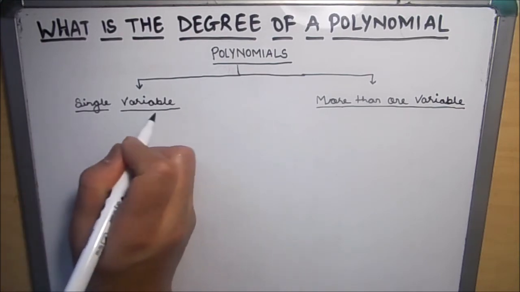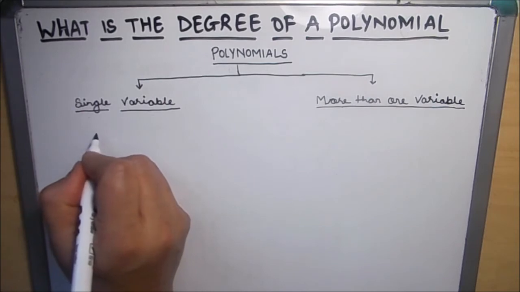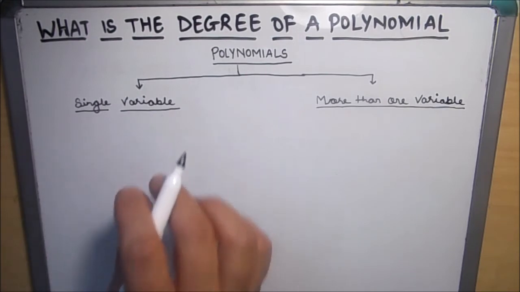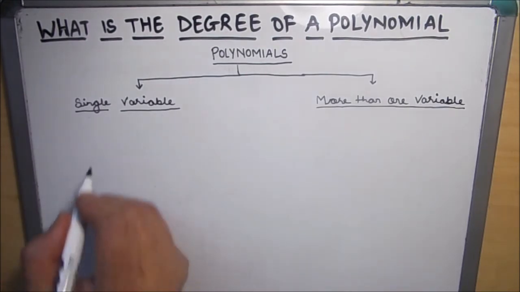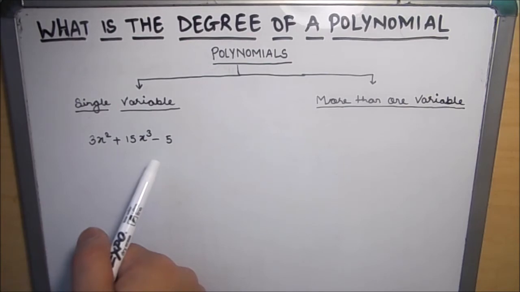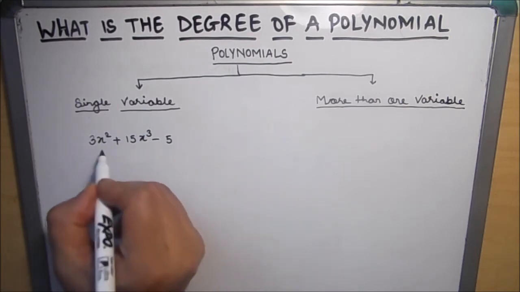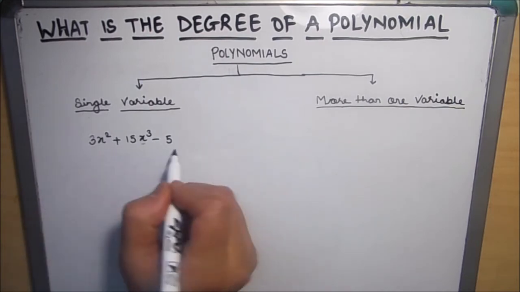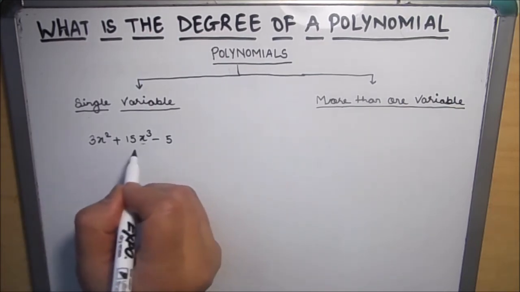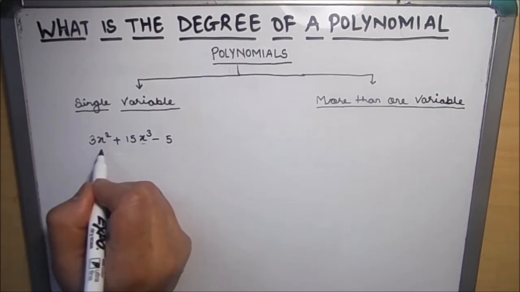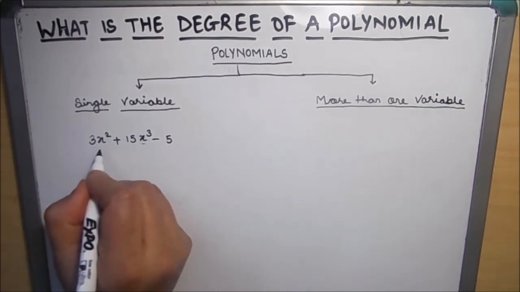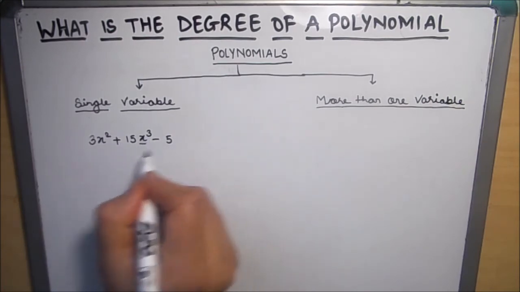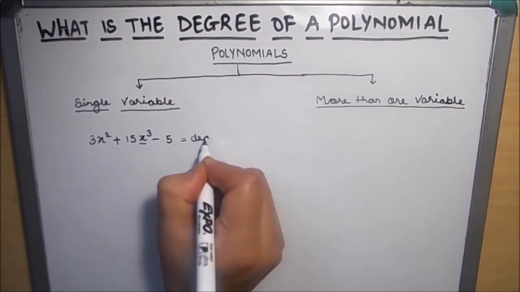Here, single variable means we have only a single variable in all the monomials. Monomials are the single terms which together make a polynomial. So this is the example of a single variable polynomial. Here we have only a single variable, which is x. To find the degree of this polynomial, we just need to find the highest power of the variable, the highest index of the variable. The index of x cube is the maximum. So the degree of this polynomial is 3.